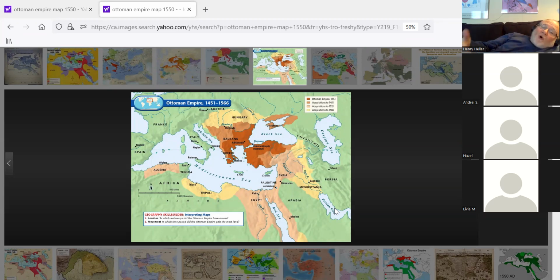And already, when the Ottomans took over Constantinople in 1453, Portugal set out on its voyages, which were seen as a way of circumventing Ottoman power and so on. Are there any questions about what I've said?